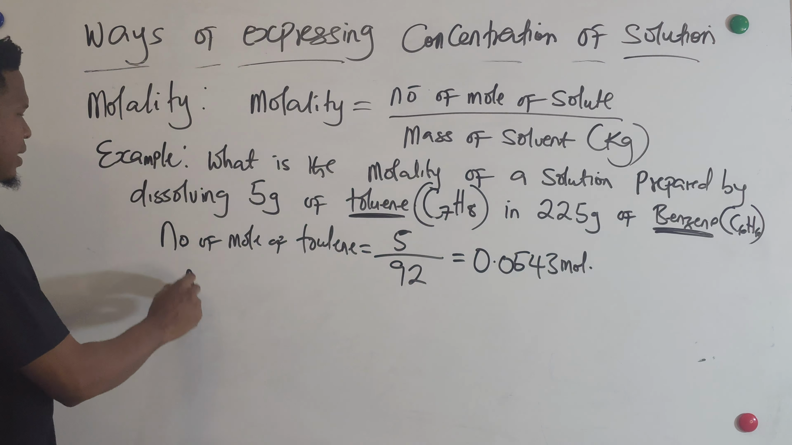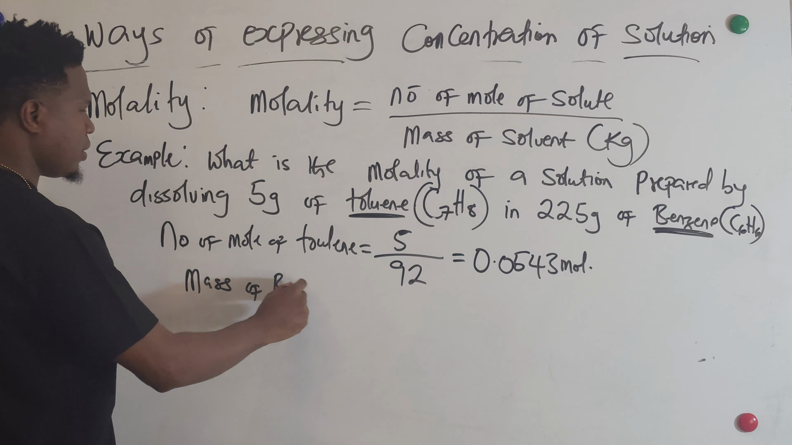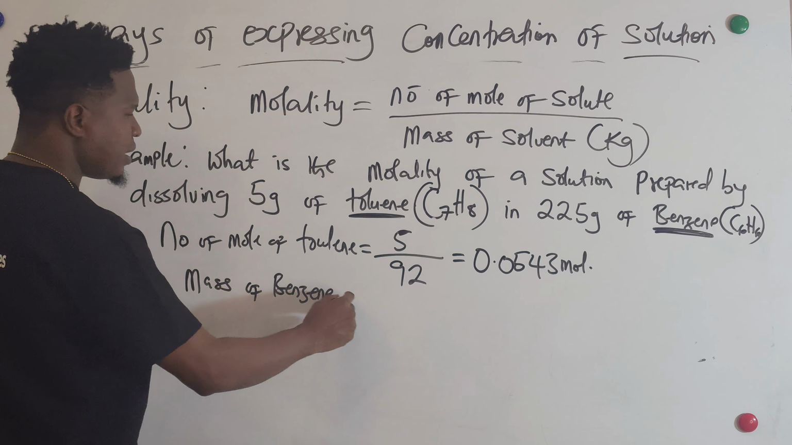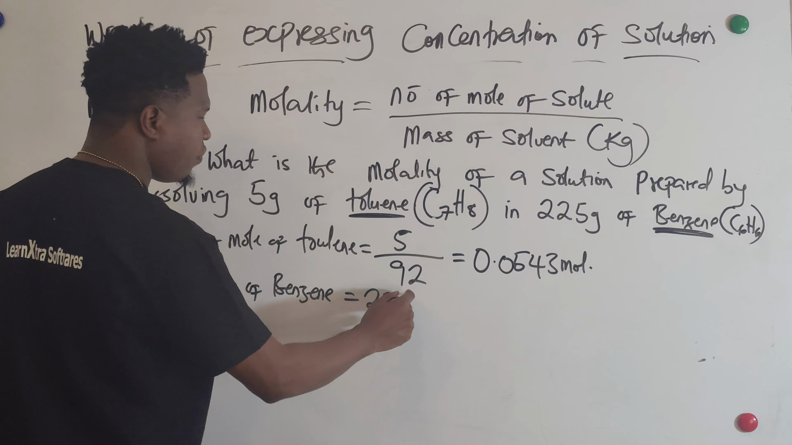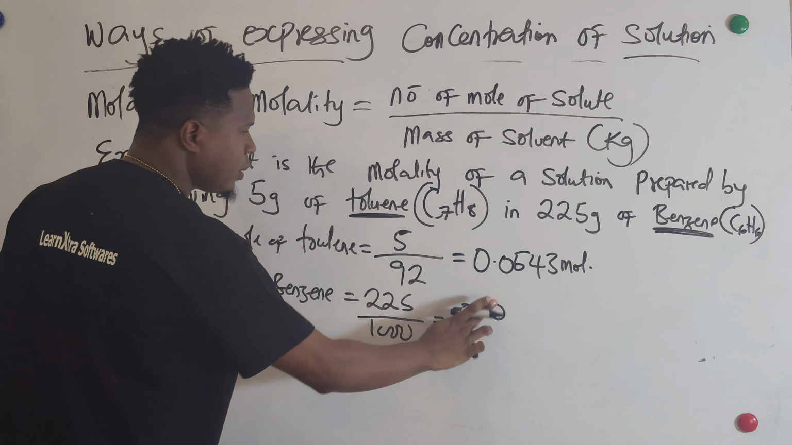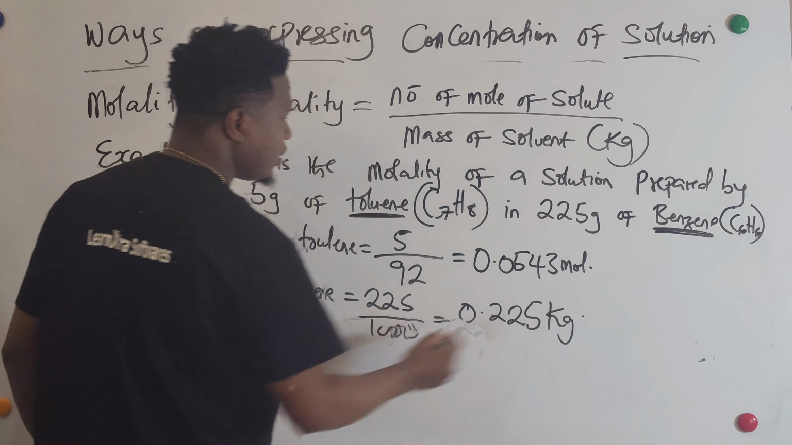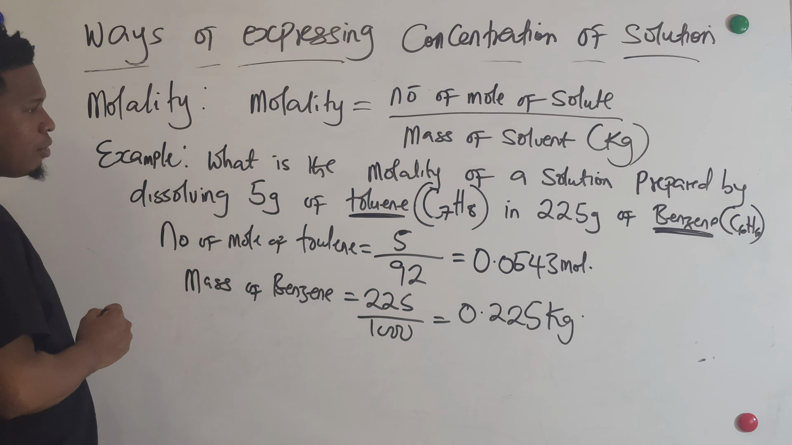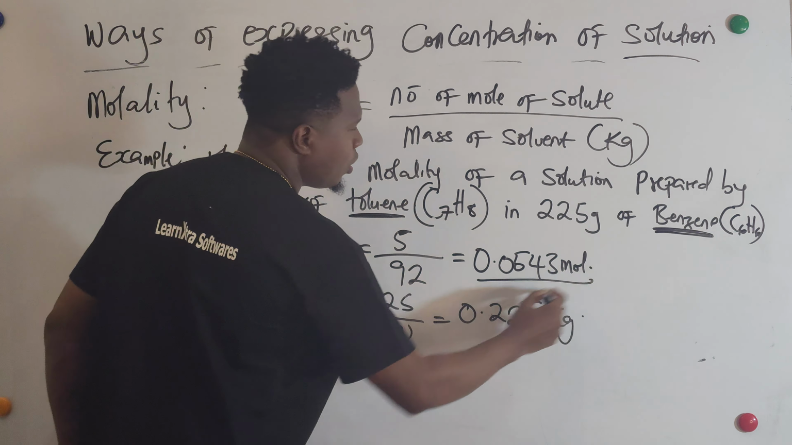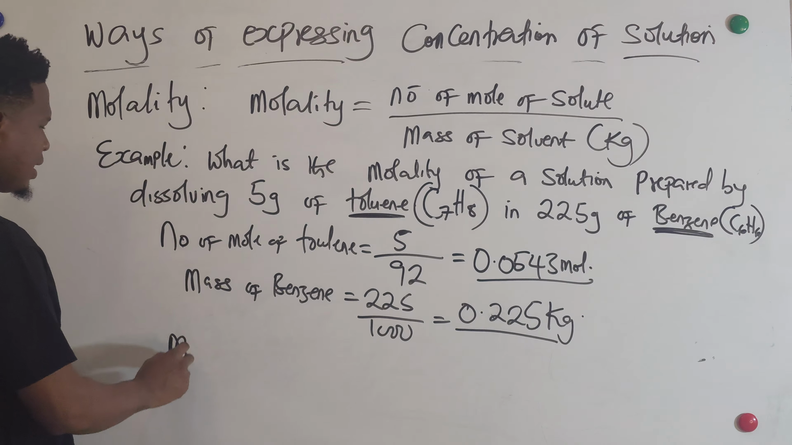So the next thing now is to convert the mass of the benzene. The mass of benzene was given in grams. So to convert the mass of benzene, you simply divide 225 by 1000. You have 0.225 kg. With this, you can now see that you have your mole, you have your mass in kilogram.